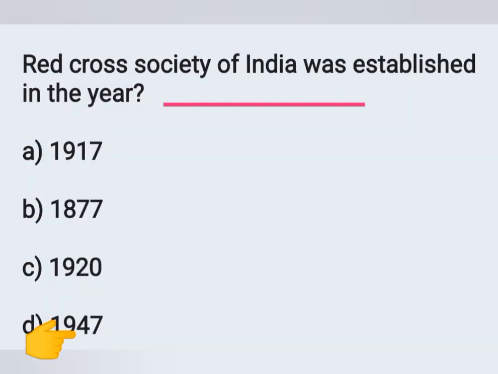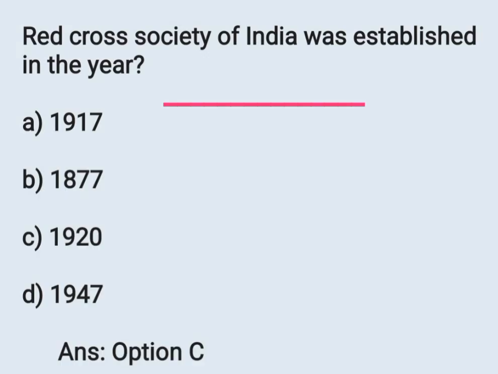And the next question: Red Cross Society of India was established in the year. Options: Option A, 1917. Option B, 1877. Option C, 1920. Option D, 1947. Red Cross Society of India was established in 1920. Option C is the correct answer. Red Cross Society was started in 1859, but in India it was established in 1920.